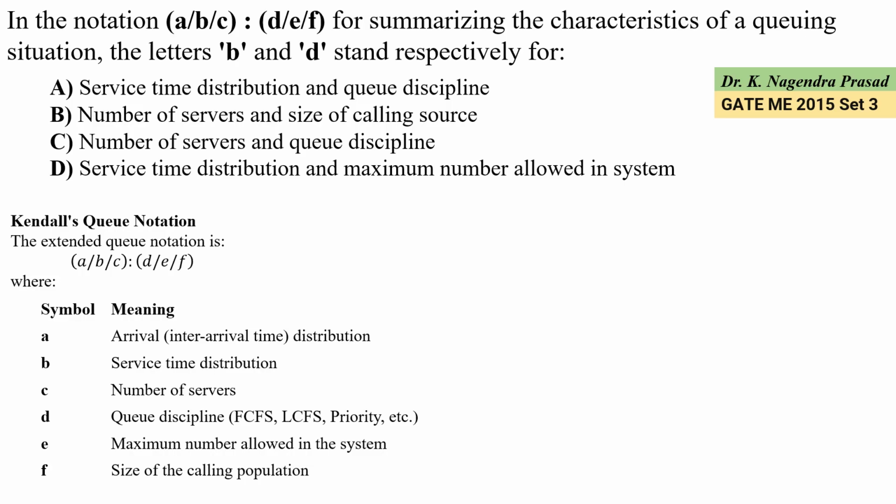So here B and D. B is the service time distribution and D is the queue discipline. So B and D: service time distribution and queue discipline. So option A is the correct answer.